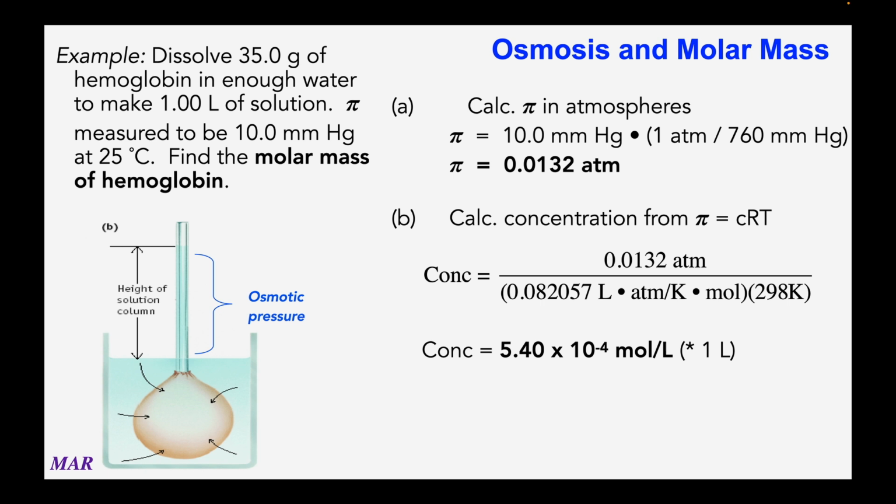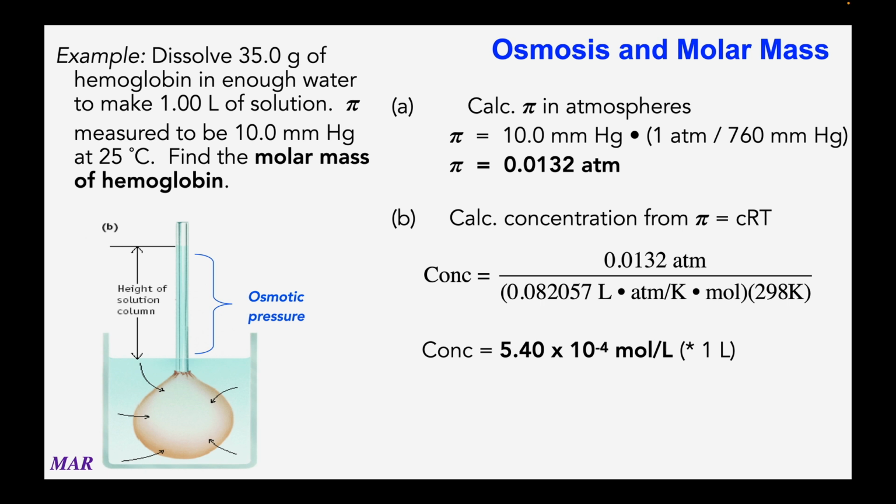So there's R, 0.082057. Want to make sure you use Kelvin temperatures, so 298 Kelvin. And there's our pressure in atmospheres on top. And this comes out to be 5.40 times 10 to the minus 4 molar, which is moles per liter.